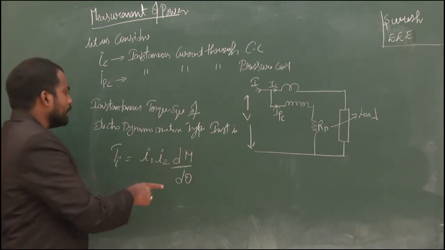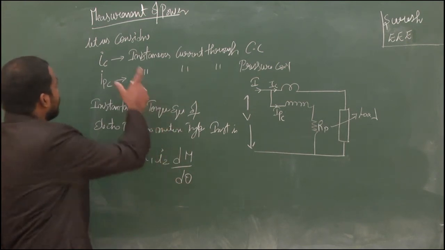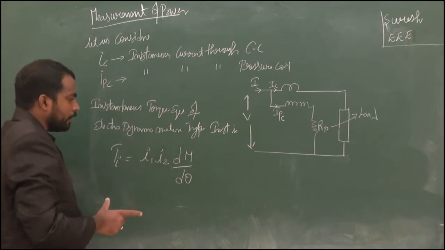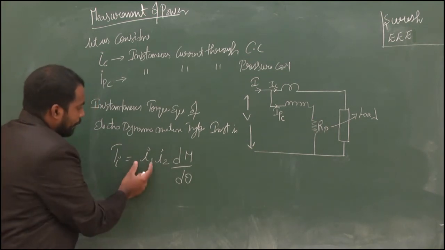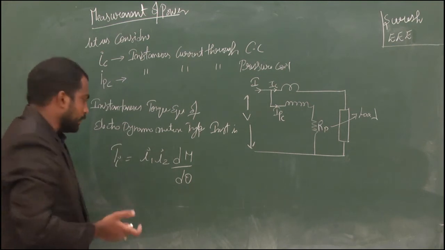As I have already said, the construction of an electrodynamometer type instrument is quite similar to the construction of this wattmeter. So I will replace my currents I1 and I2 with the current through the current coil and the current through the pressure coil.